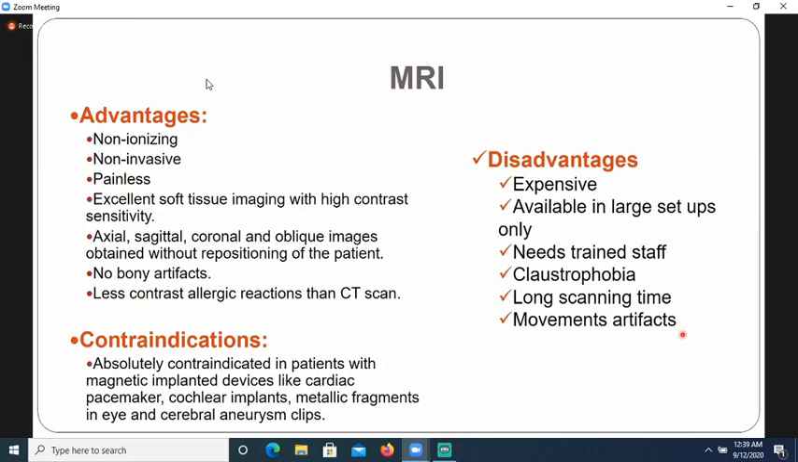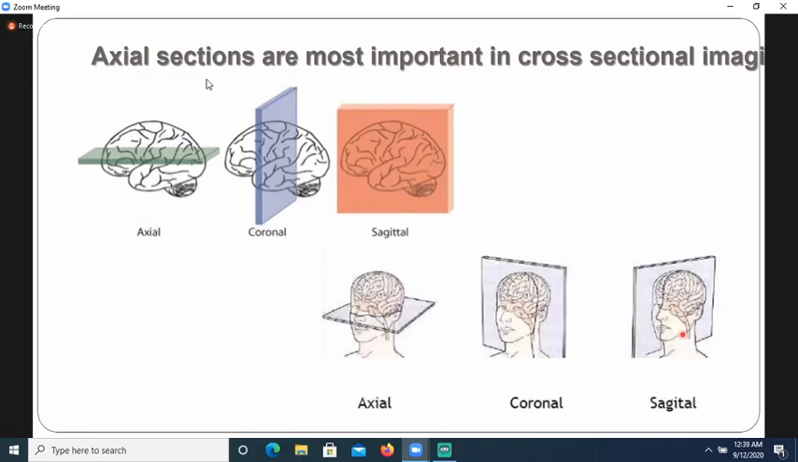So the axial sections are most important in cross-sectional imaging because from the axial sections we reconstruct the coronal and the sagittal images. Axial means transverse images of the body, coronal means anterior-posterior division, and sagittal means side-by-side division. These are reconstructed from the axial. So when the patient lies down in the tunnel of either the CT or the MRI, axial images are taken, from which we reconstruct the coronal and sagittal images.